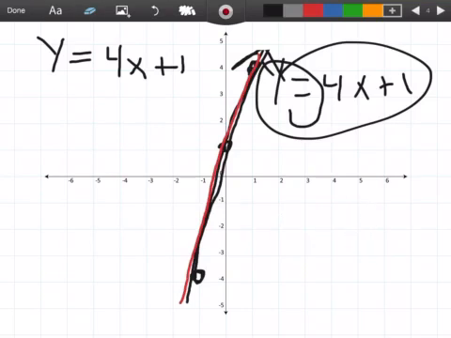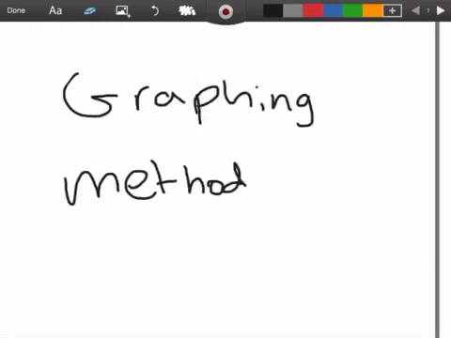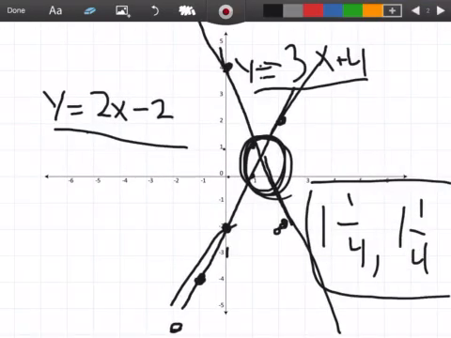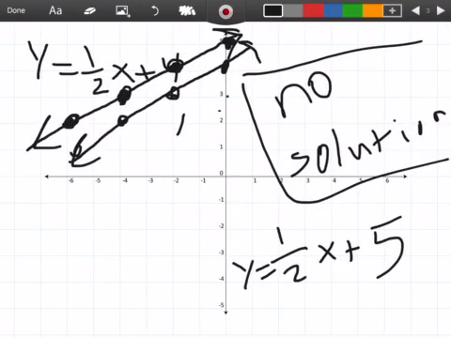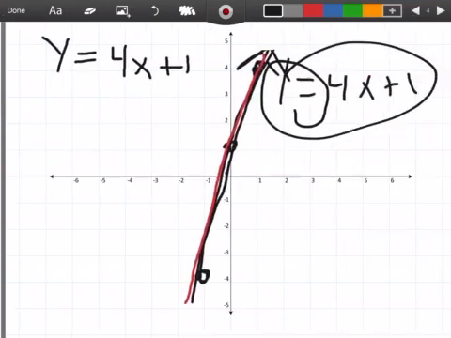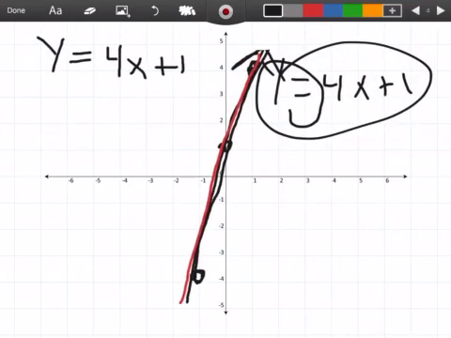So let's review. In the graphing method, we have one solution if the lines are not coincident and they intersect at one point. There's no solution when they're parallel, and if they coincide, there's an infinite amount of solutions.